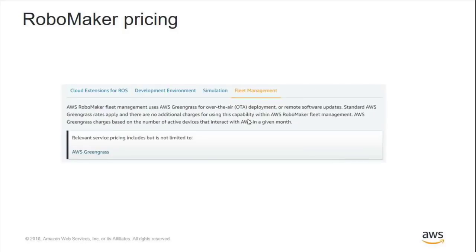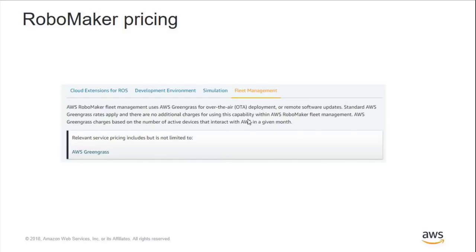So for fleet management, as I mentioned, it's integrated with AWS Greengrass. And there's no additional charge for RoboMaker fleet management. Standard Greengrass rates will apply. AWS Greengrass uses a monthly rate for each active device, in this case, active robots that have interaction with AWS services in a given month.